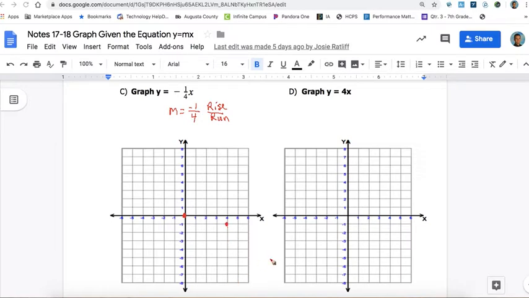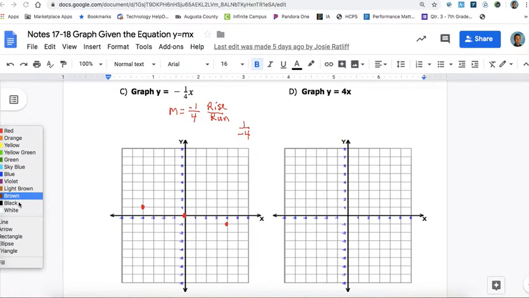And I can't go any more. So now we're going to go the opposite way. So we can rewrite it if we need to. 1 over -4. The slope is still negative. And we're going to rise +1 and go left -4.